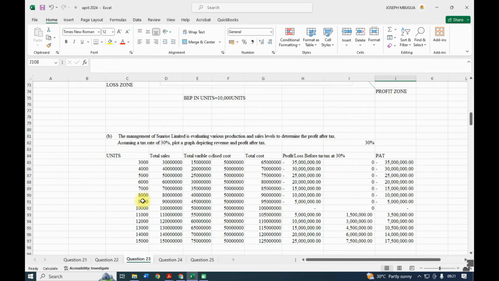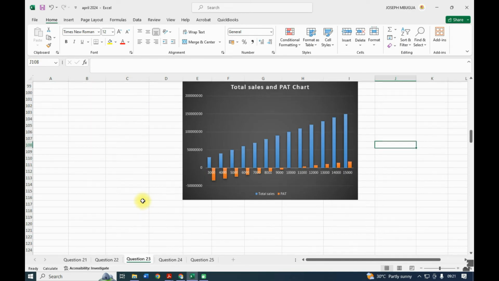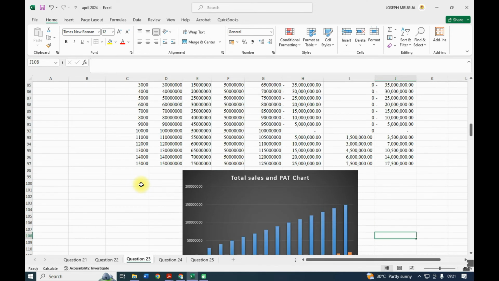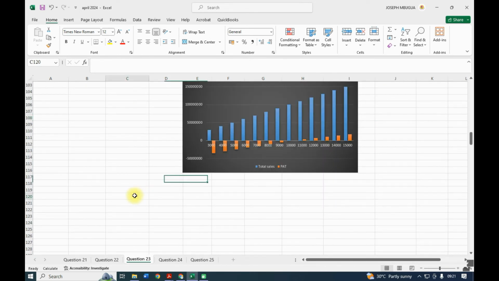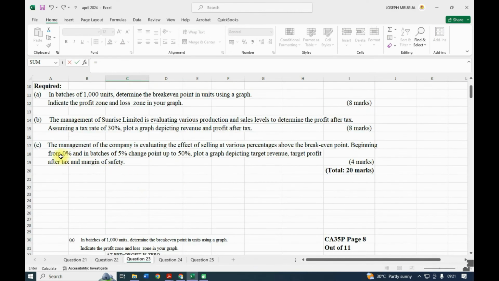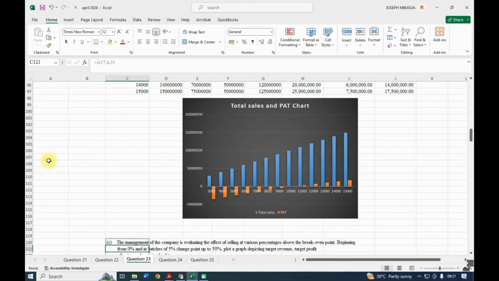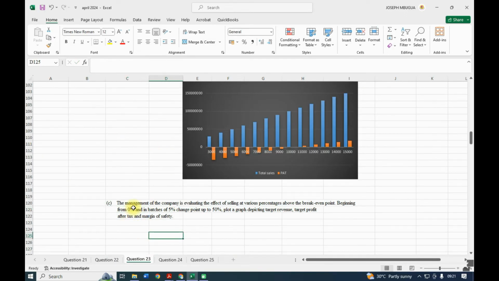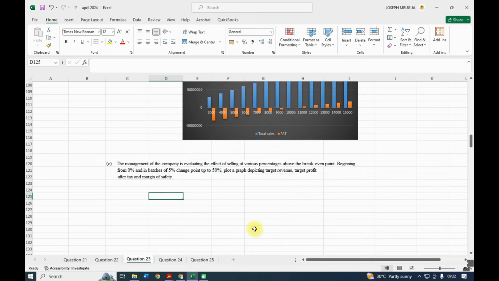That is a chart that was supposed to be shown under part B, and part C we can do here. So for part C, we'll highlight this. In part C, the management of the company is evaluating the effect of selling various percentages above the break-even point, beginning from 0% and in batches of 5% change up to 50%. Plot a graph depicting total revenue, target profit after tax, and margin of safety.